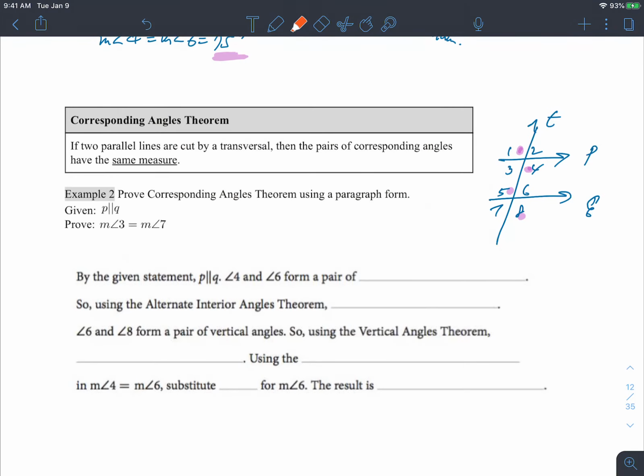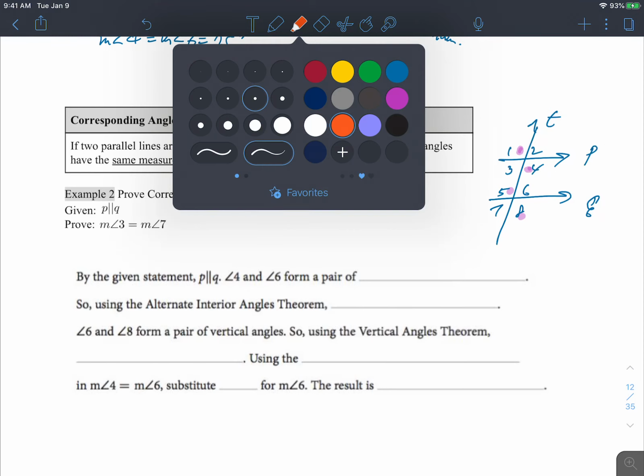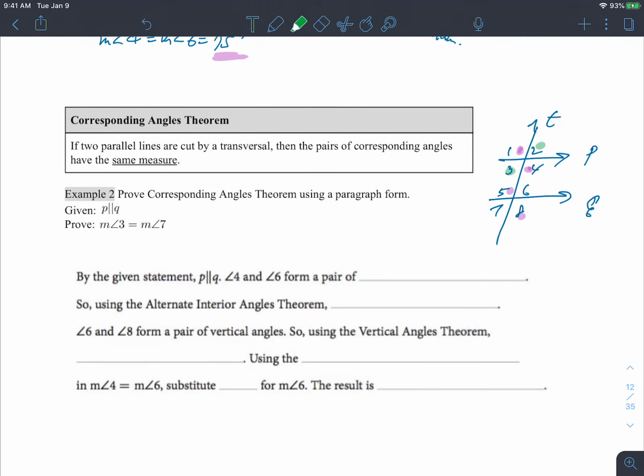Whereas, let's go with, what goes well with pink? Everything goes well with pink. But in this case, let's go green. 2 and 3 and 6 and 8 are the same for the same reasons. And the pink and green are supplement to each other, right? So we're trying to prove 3 and 7.